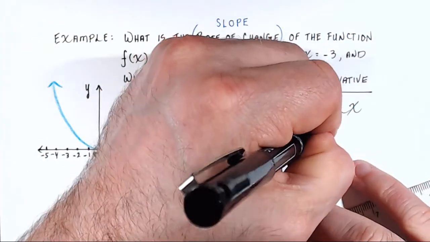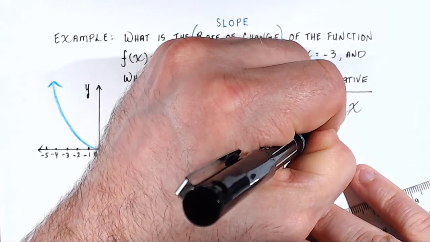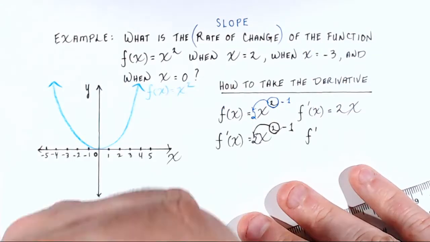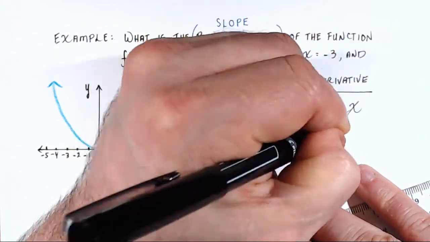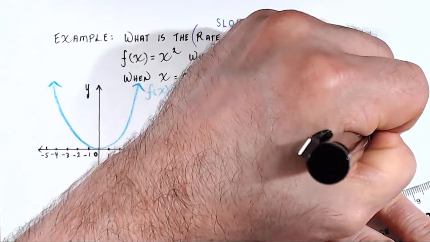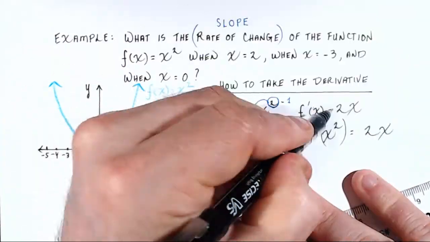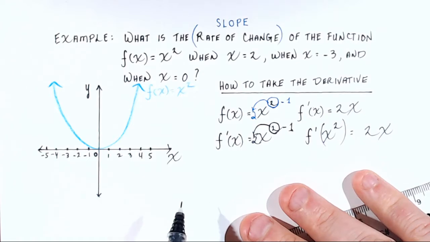Now just do it one more time. Take the derivative of the function f prime of x squared, okay? F prime of x squared is equal to 2x. Bring down the 2 and subtract 1 from the exponent.